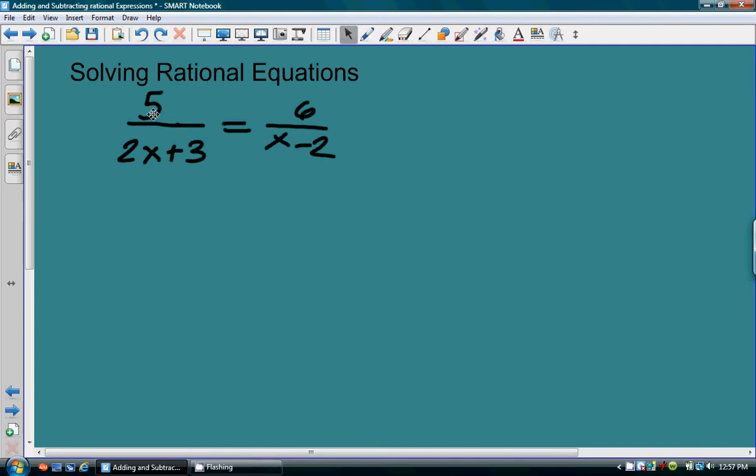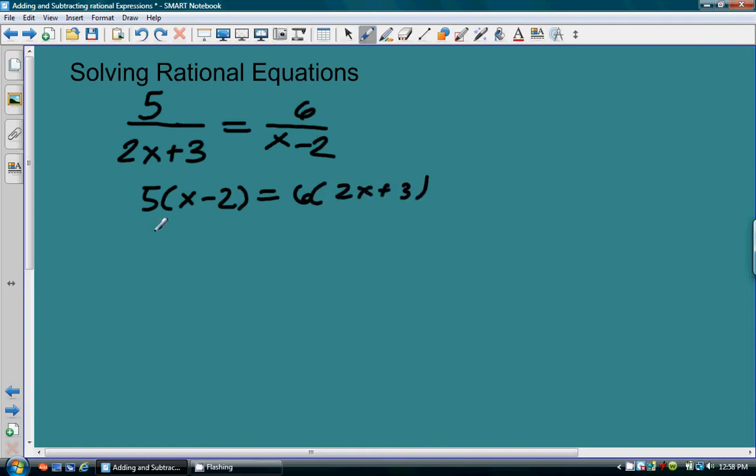In this topic, we're solving rational equations. Here's what's going to happen. Whenever we have one fraction on each side, here's what we do. We just simply cross multiply. So we get 5 times x minus 2 equals 6 times 2x plus 3.